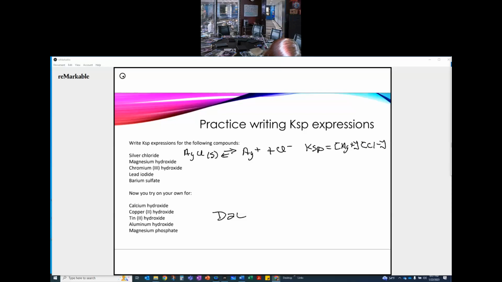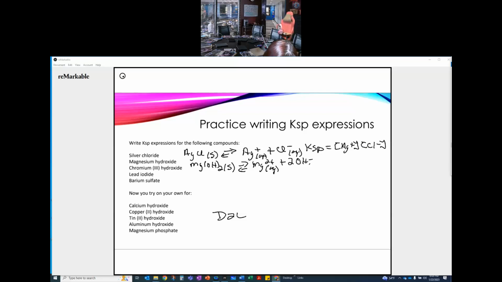When we talk about magnesium hydroxide, Mg is a 2+. Remember, it's an alkaline earth metal, so it's a 2+. That means I need 2 OH- to make that balanced. That's a solid. When that comes apart, I get Mg2+ and 2 OH-. And again, these are aqueous over here.